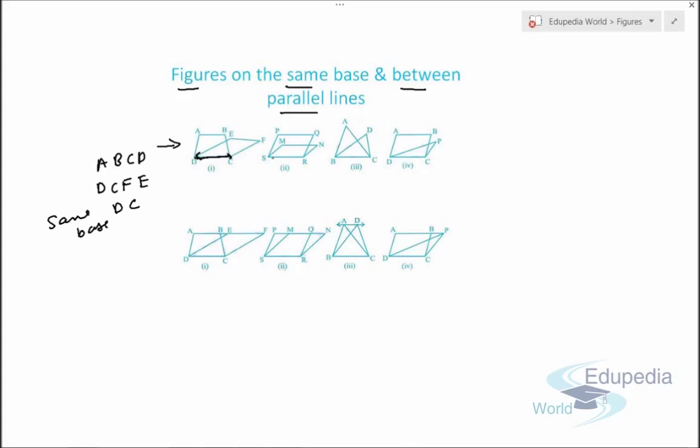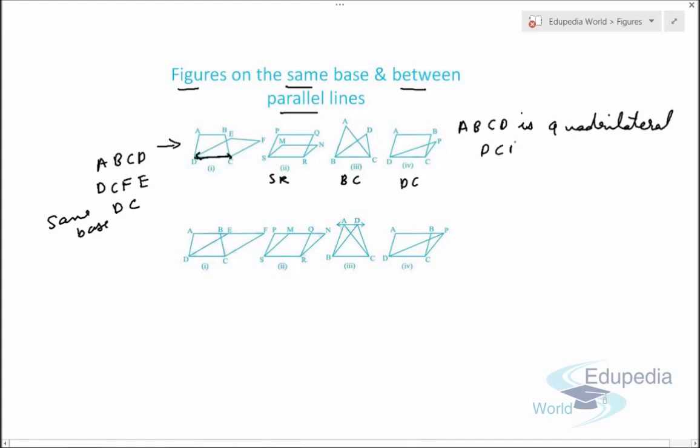Now similarly, in this figure, the common base is SR, and in this figure the base is BC, and in this figure also DC. However, when you look at this figure, ABCD is a quadrilateral, but the other figure, DCP, is a triangle. However, both the figures are drawn from the same base DC and they are of the same length, so we can say that these two figures have the same base and same length.